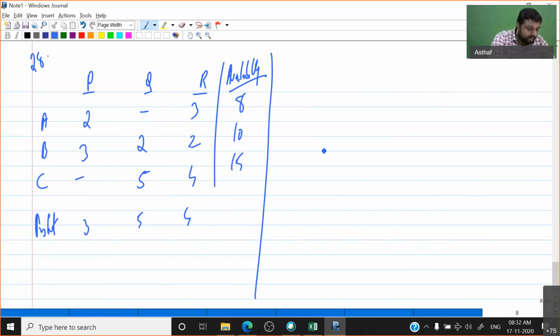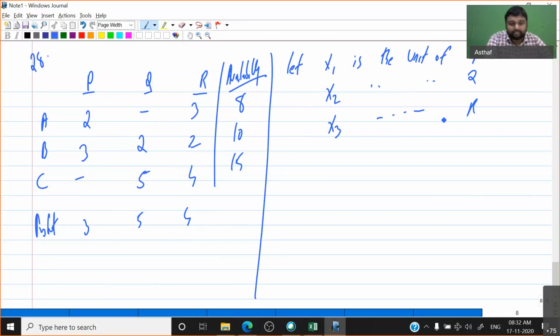So what we will make? Let x1 be the units of P, x2 the units of Q, x3 the units of R. Our objective is profit, so we have to maximize. Maximize Z equal to 3x1 plus 5x2 plus 4x3.